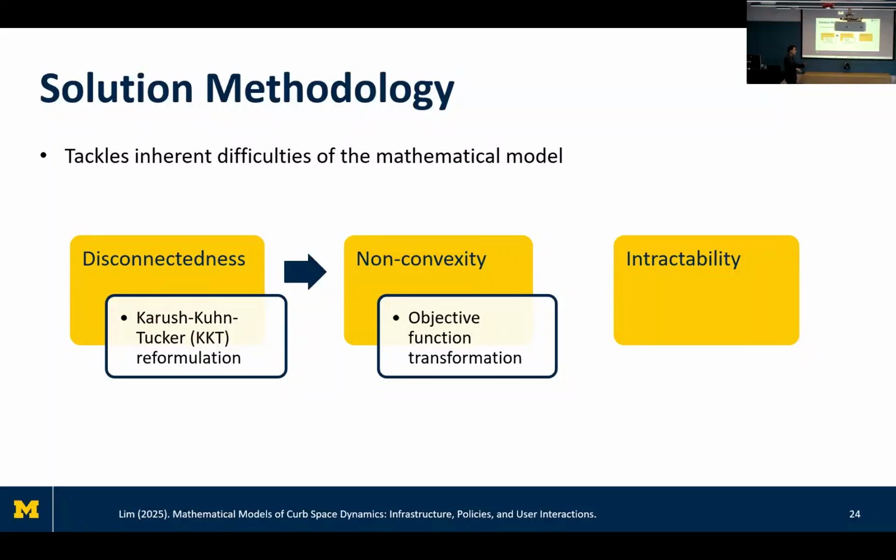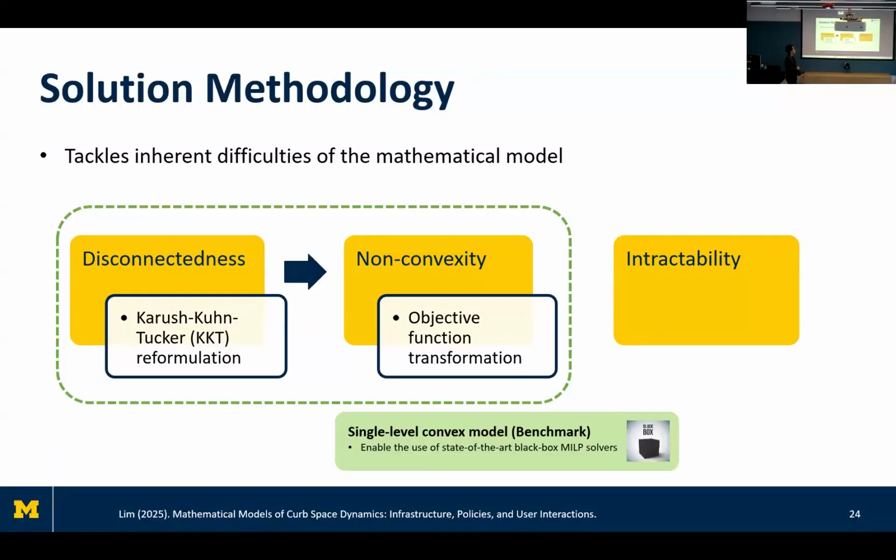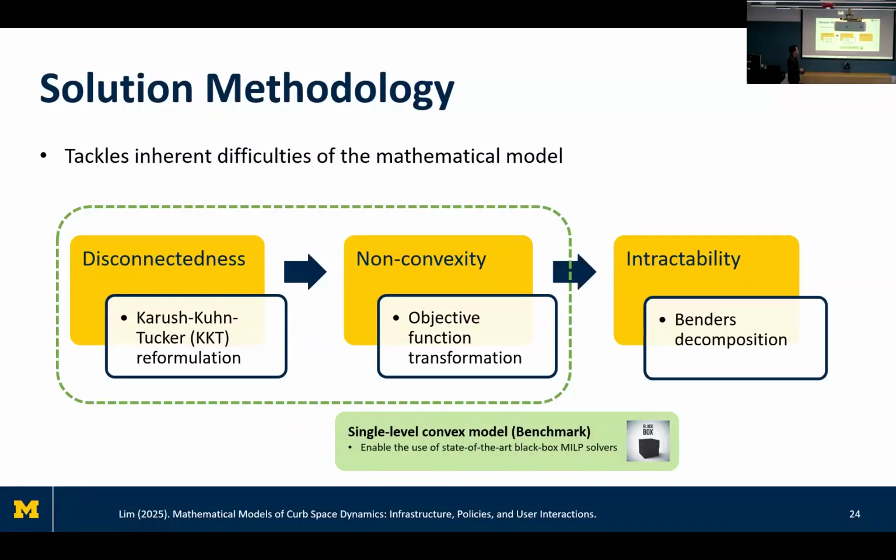After that, I do some tricks to convexify the problem, which becomes a single level convex model, which serves as a benchmark method to enable us to use state of the art solvers like Gurobi or CPLEX. However, operating this benchmark model at scale is still challenging, so I impose a Benders decomposition solution methodology to enhance the scalability of the model.